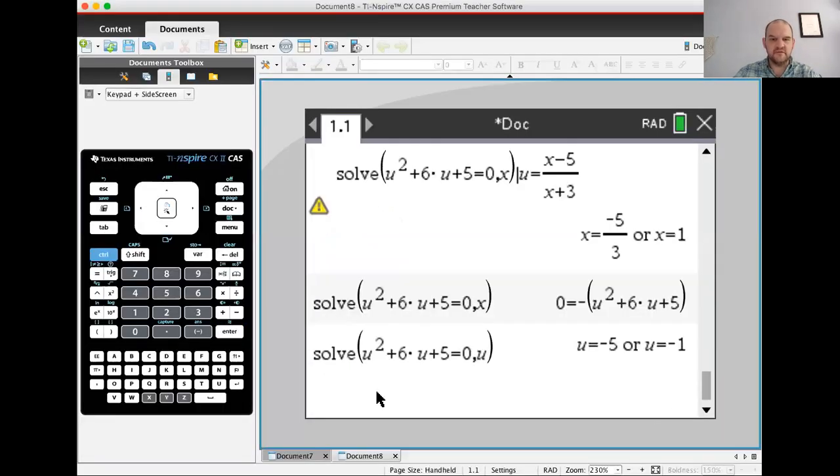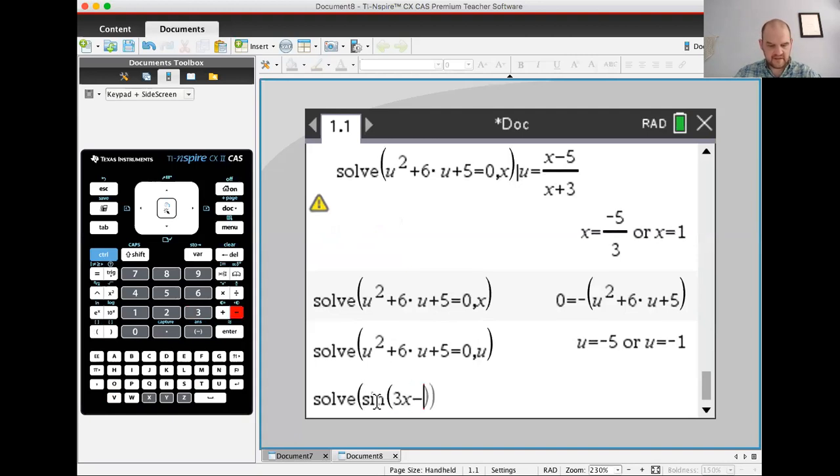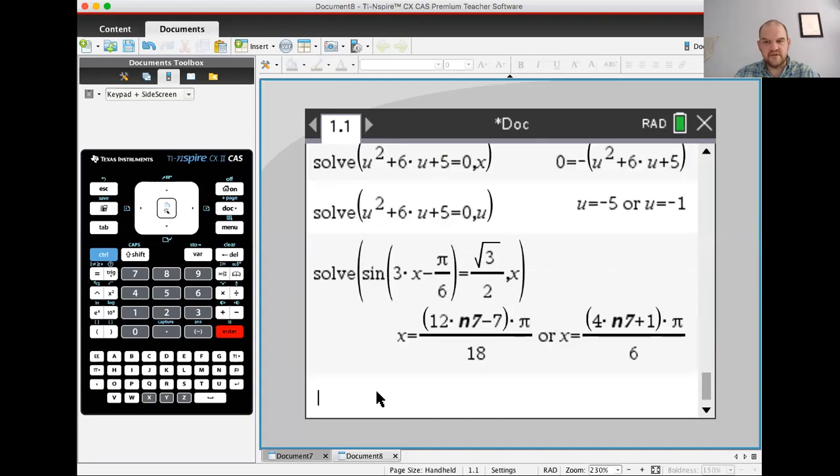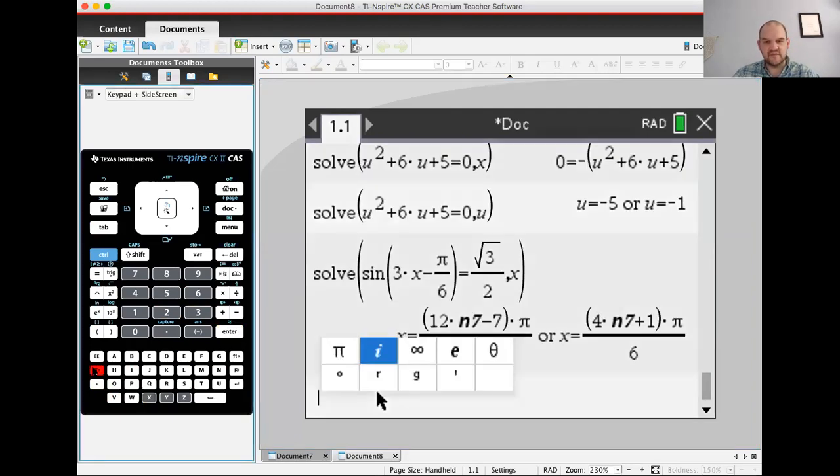So I'm going to do solve sine of 3x minus pi over 6. You should use the pi key, by the way. I always type pi, but I also type sqrt for square root. When I press enter, it's going to convert it. The pi key's over here. It's its own key, so in case you've never used it, make sure you're aware of that. You should not be typing pi on a handheld.